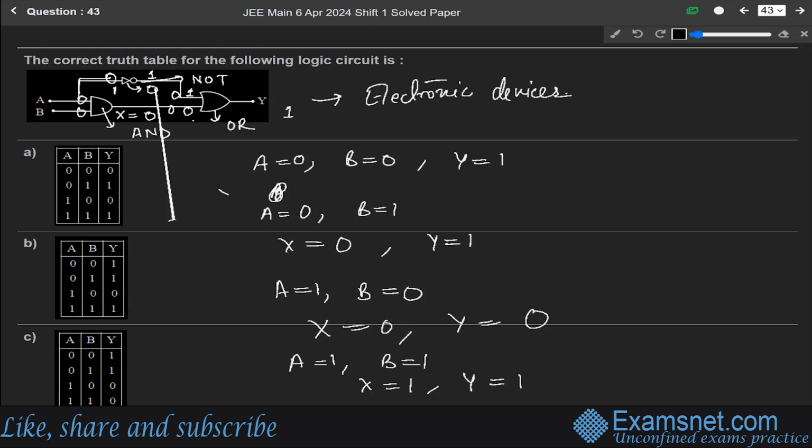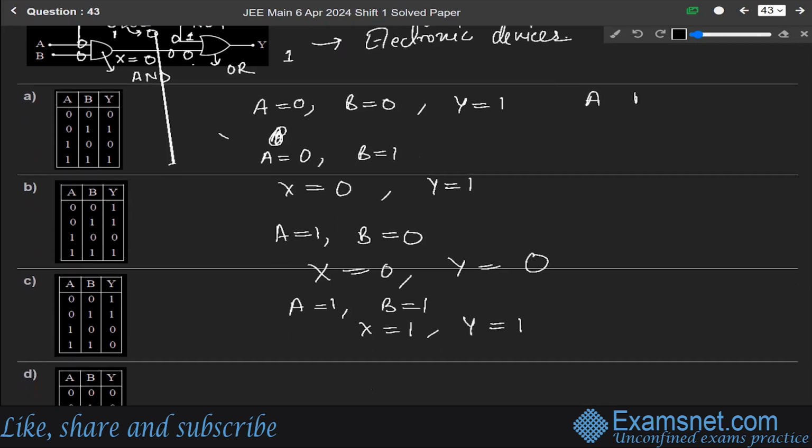So we get the truth table like this: A, B, Y. If A is 0, B is 0, Y is 1. A is 0, B is 1, Y is 1. A is 1, B is 0, Y is 0. A is 1, B is 1, Y is 1. So this is our truth table.